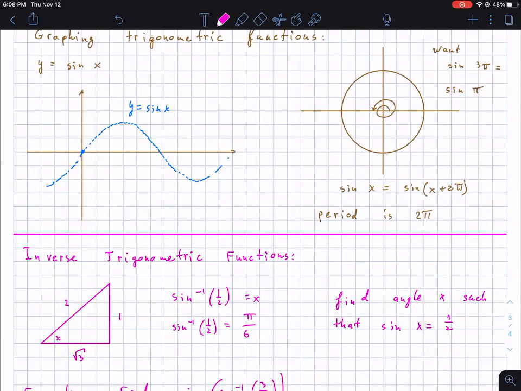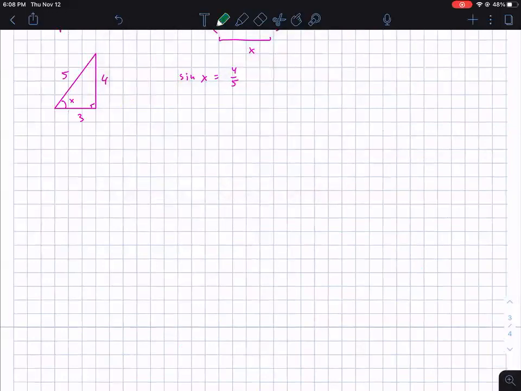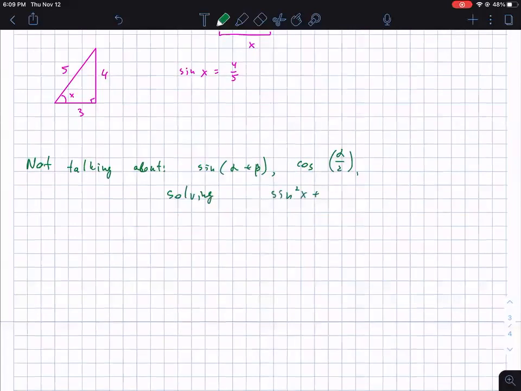There are other things which I'm not talking about. For example, you can solve a trigonometric equation, like for example, you can solve something like this. So we're not talking about things like, let's say, sine of alpha plus beta, so sine of the sum of angles, or maybe cosine of half an angle, or solving sine squared x plus sine x minus 2 equals 0, something like this.